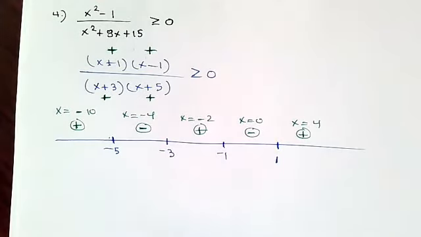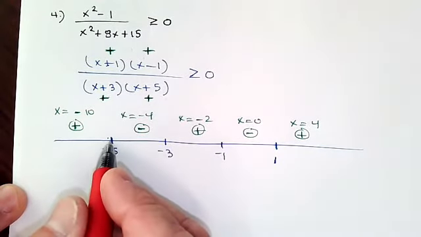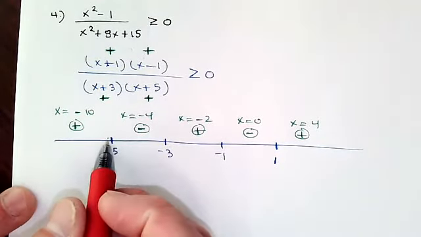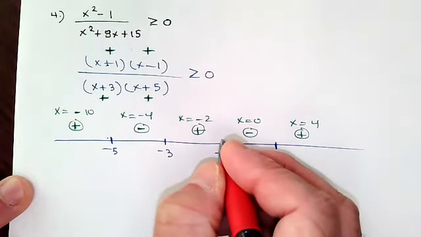Now, one thing we have to watch out for. Greater than or equal to 0 means I would normally want to include the numbers themselves, right? And I will include 2 of the numbers, but the other 2 I will not include.